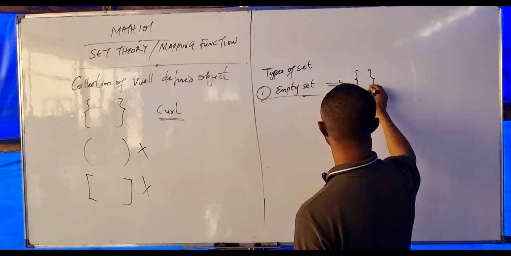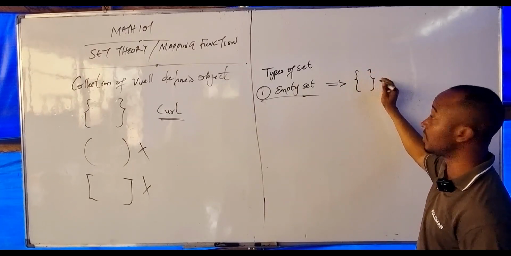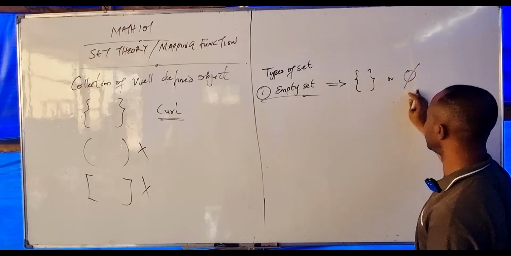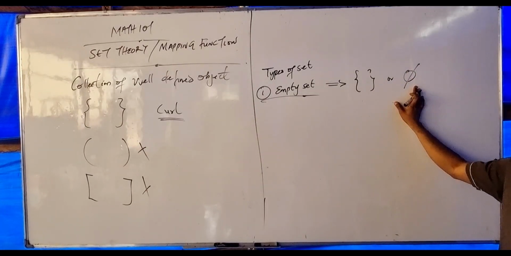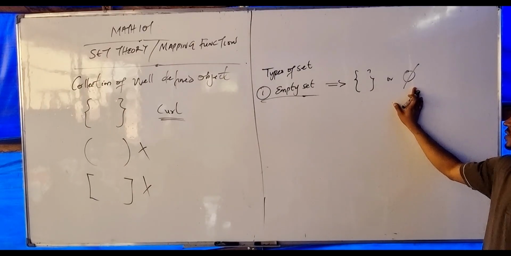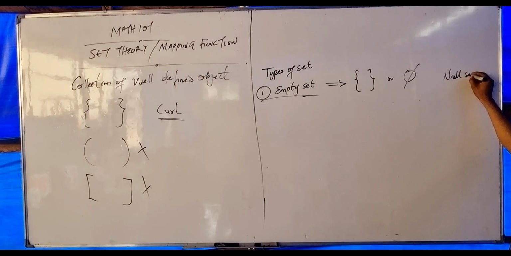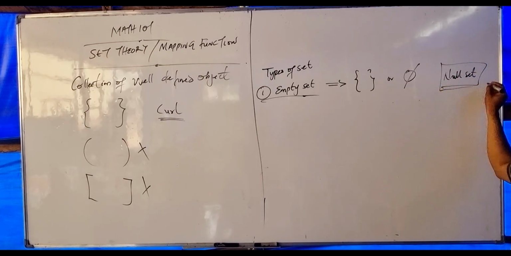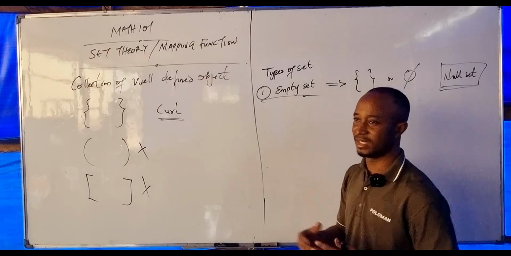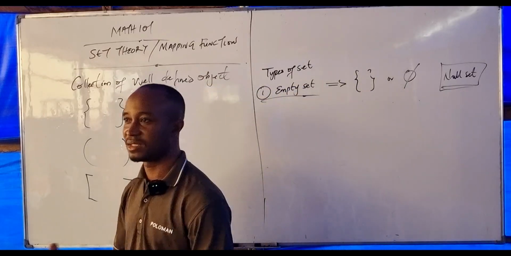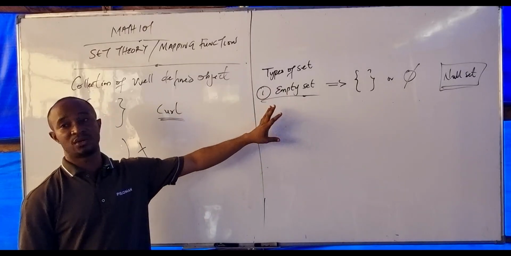is either this, just a set without any element, or this. When you see a symbol like this, it represents an empty set. It's also called a null set. Another name for empty set is null set. Meaning when a set contains no element, it's called a null set, or an empty set.